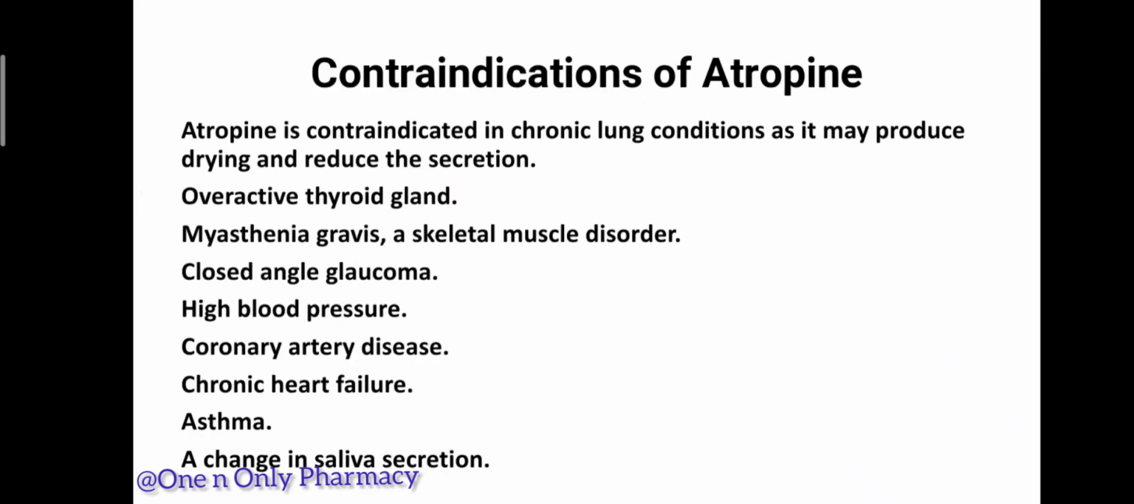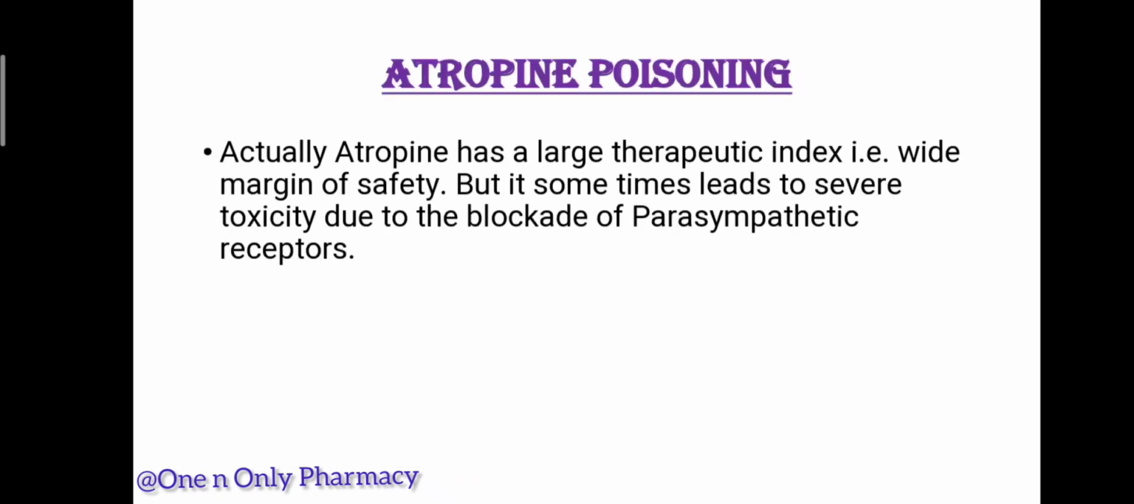Contraindications of atropine. In which conditions is atropine not given? First, chronic lung conditions, as it may produce drying and reduce secretions. Overactive thyroid gland. Myasthenia gravis, a skeletal muscle disorder. Closed-angle glaucoma. High blood pressure. Coronary artery disease. Chronic heart failure. Asthma. And a change in saliva secretion. These are the contraindications of atropine.